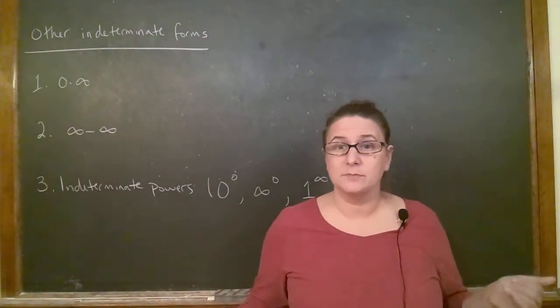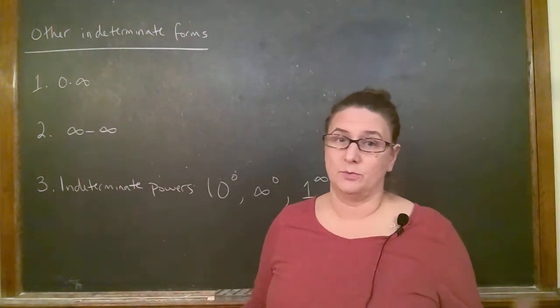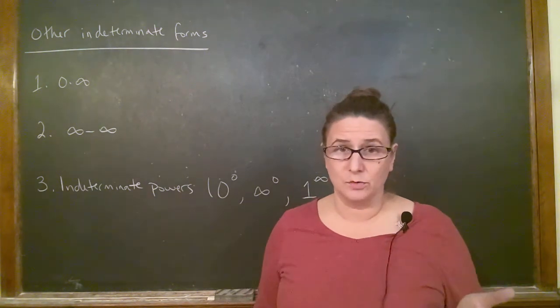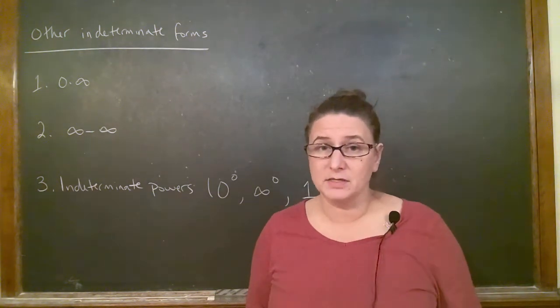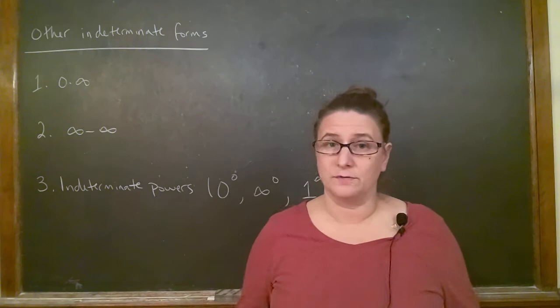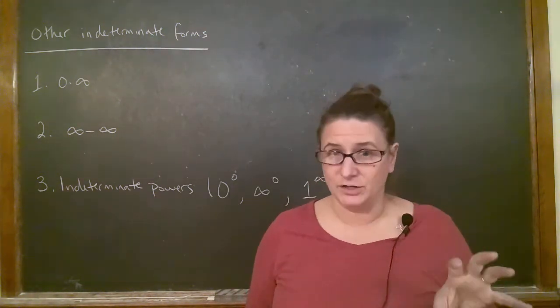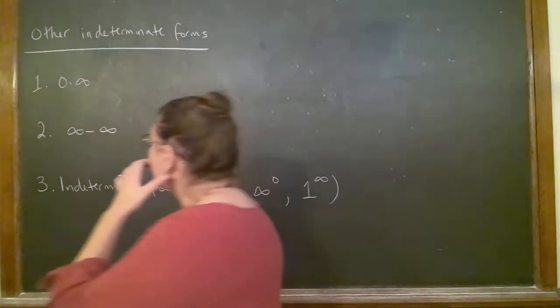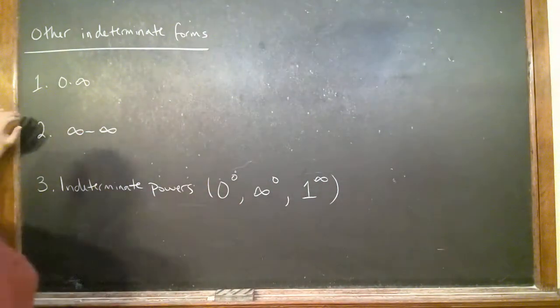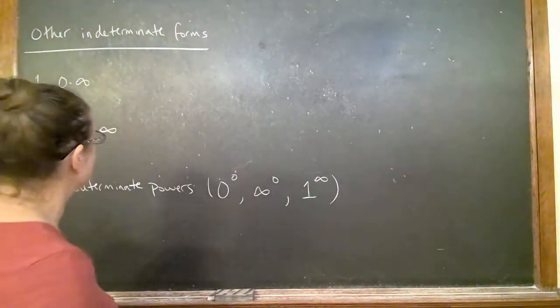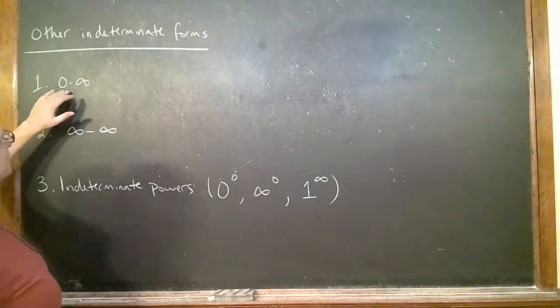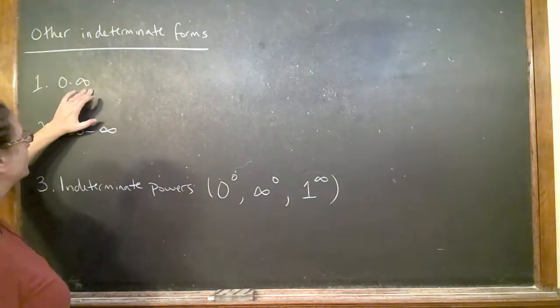All right, so there are some other indeterminate forms that we can also use L'Hopital's rule with, but the trick with all of these is you have to put them in the quotient form, because in order to use L'Hopital's rule, you need to have a fraction, okay? So the first one, as we sort of saw when my example went south there, is sometimes you have a situation where it's 0 times infinity.